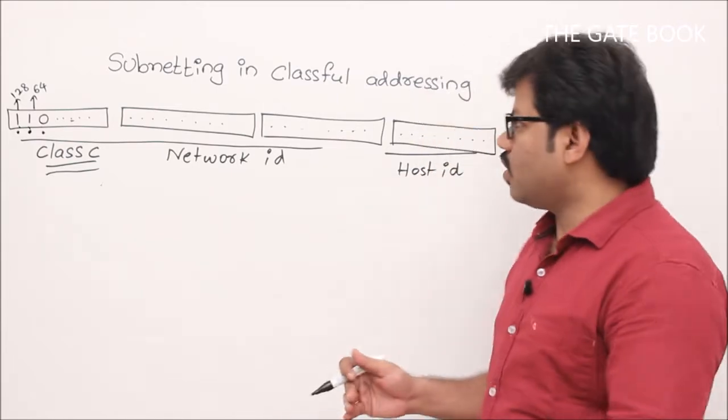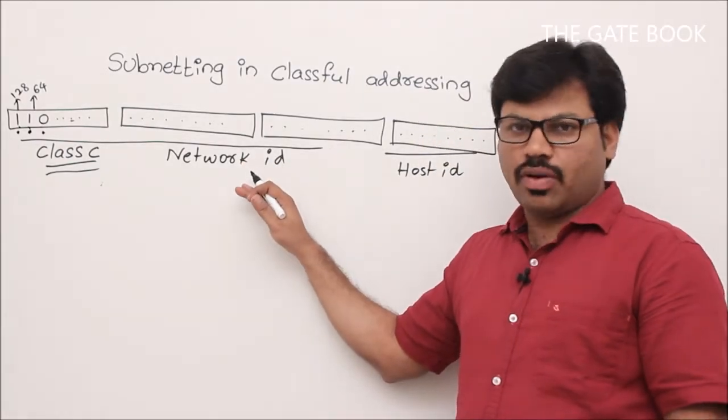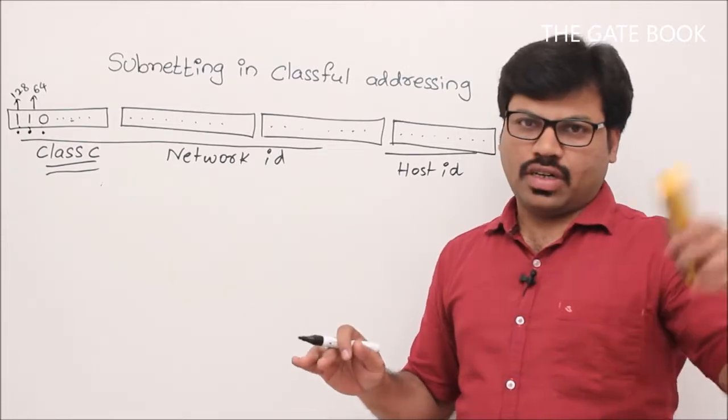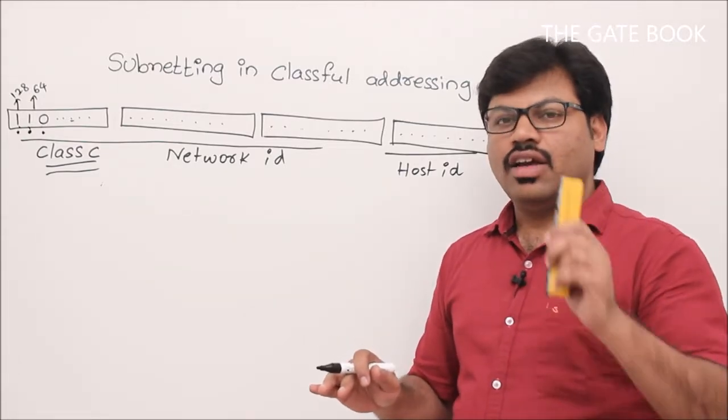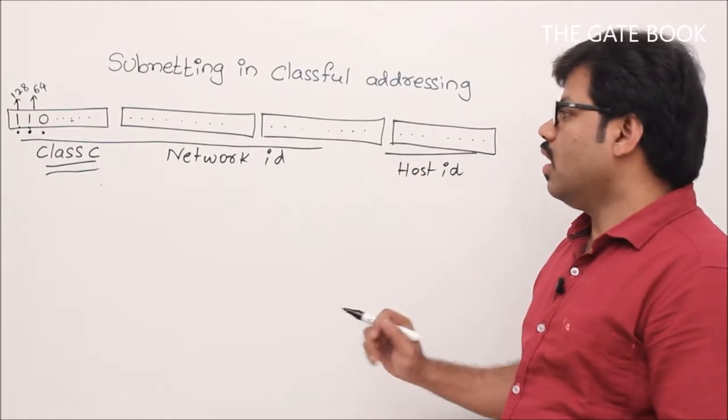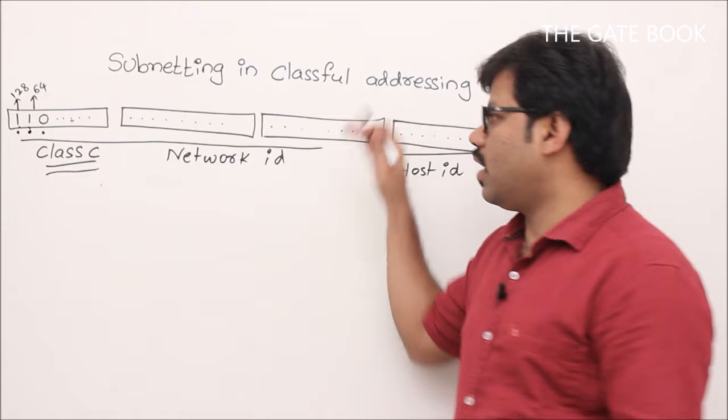In the same way here also we are going to borrow some bits from the host part, but we can borrow from anywhere in the host part. But in classless addressing we borrowed only from the most significant bits. Okay, now we'll see subnetting in classful addressing.